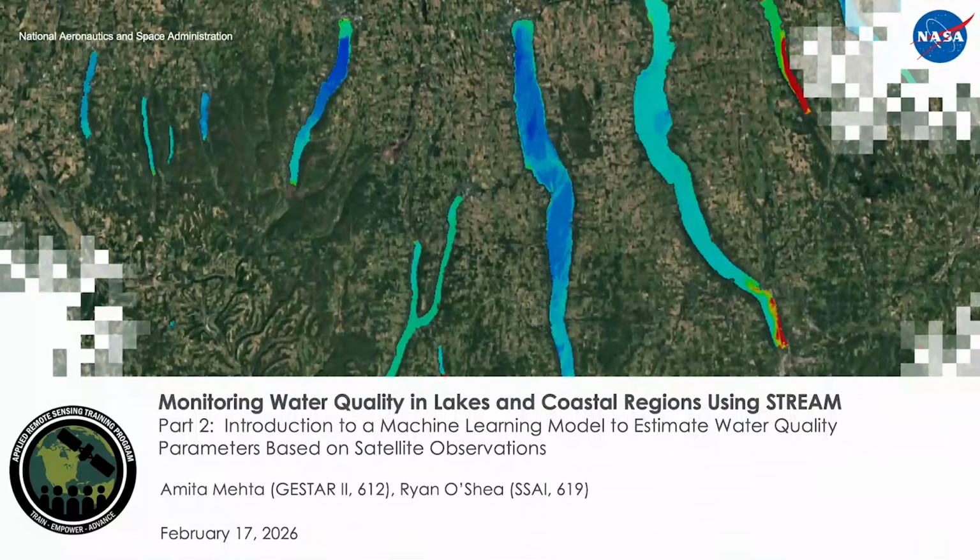Hello everyone, welcome back to this RSET training on monitoring water quality in lakes and coastal regions using Stream. Today it's part 2 on introduction to a machine learning model to estimate water quality parameters based on satellite observations.